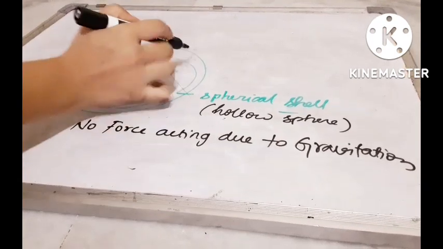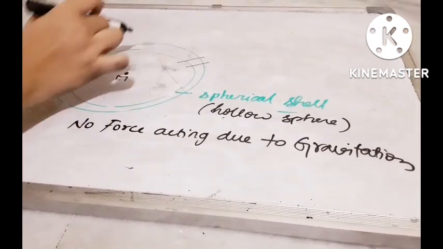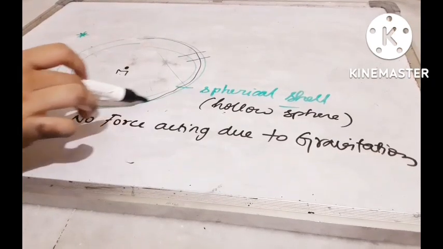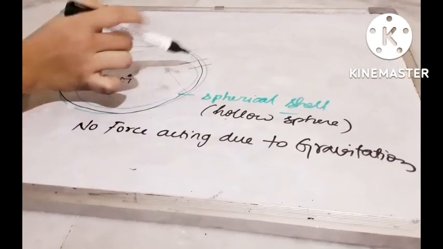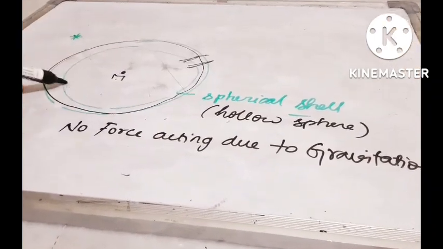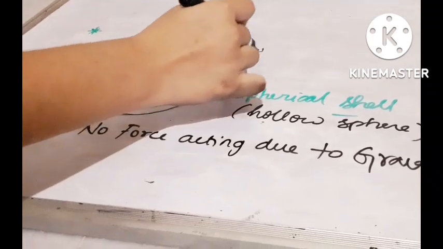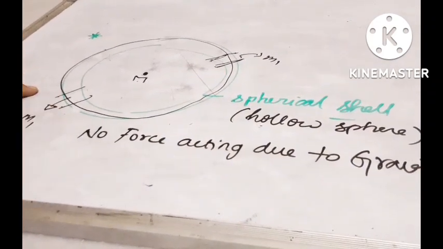Suppose I am taking this part of the shell. This shell means the outer side, the whole mass is distributed to the outer corners. Suppose I take only this much section of this shell and this much section. Suppose this has mass m1 and similarly this also has equal mass m1.